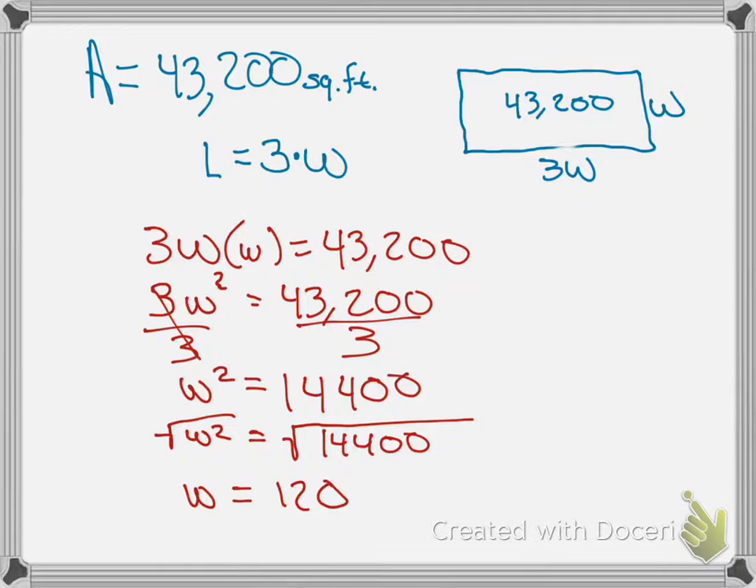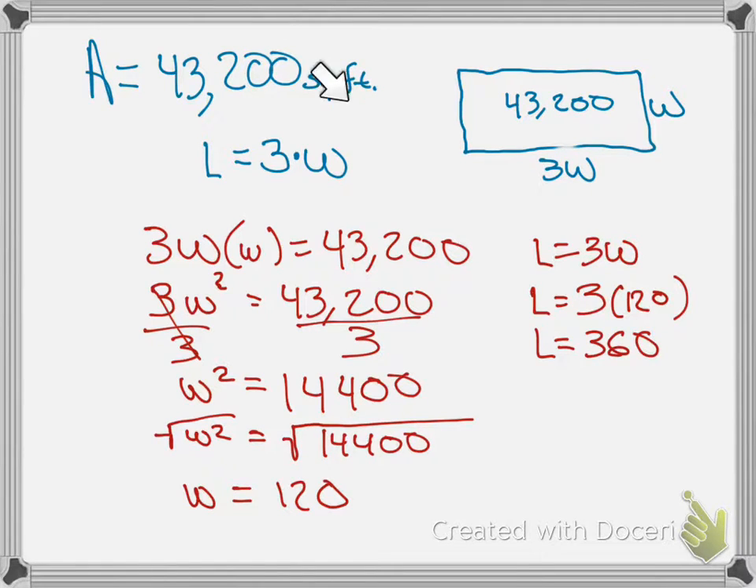So the length equals 3W. That we determined way up here. And now I know that the length equals 3 times, well, I know what the W is now, 120. So the length equals 360. And remember, we're talking about feet. All of this is in feet. So 360 feet.